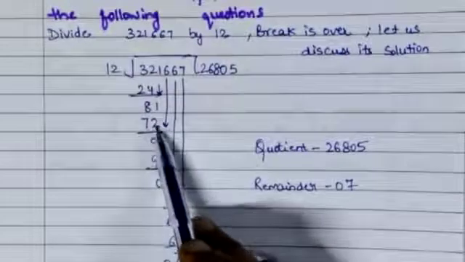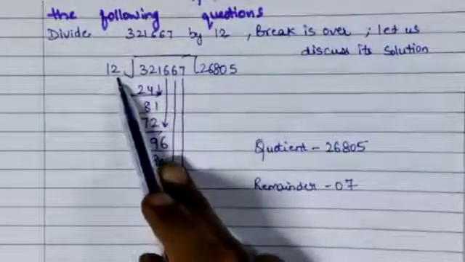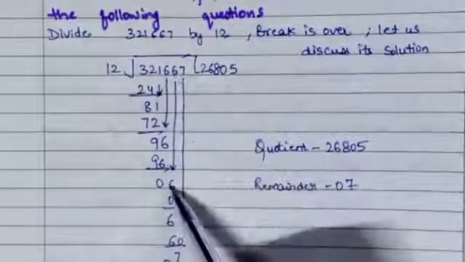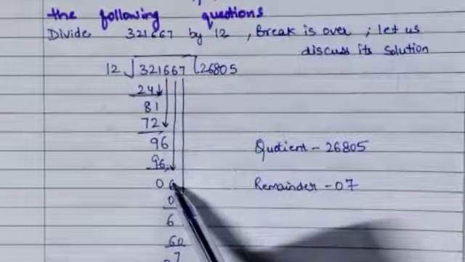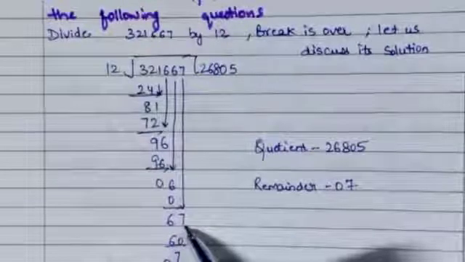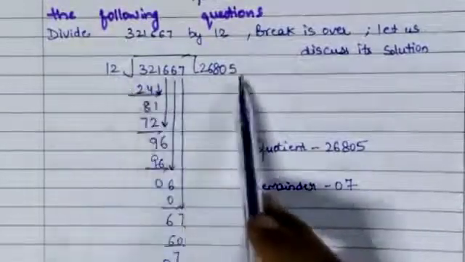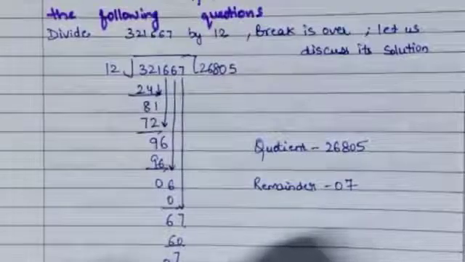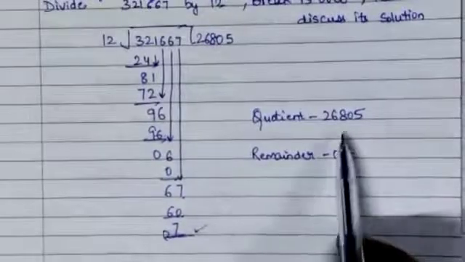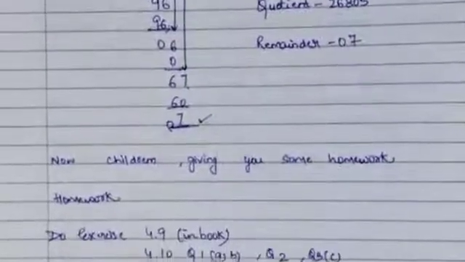12 into 6, 72. 11 minus 2, 9. 6 comes down. 12 into 8, 96. So now 6 will come down and we cannot divide it by 12. So 7 will also come down. And whenever two digits come together, we put 0. So now 12 into 5, 60. So what is the remainder we are getting? We are getting remainder 7. And what is the quotient? 26,805.